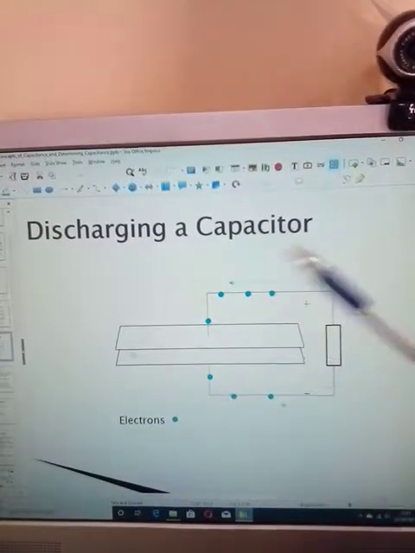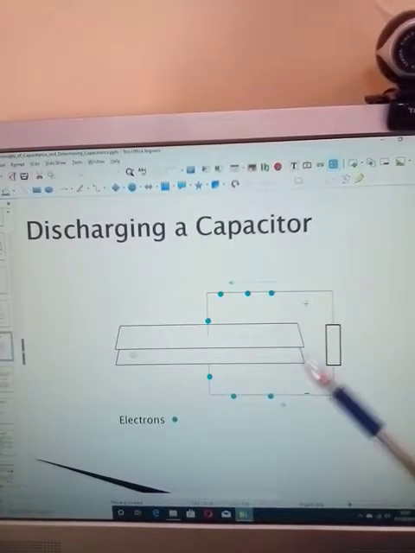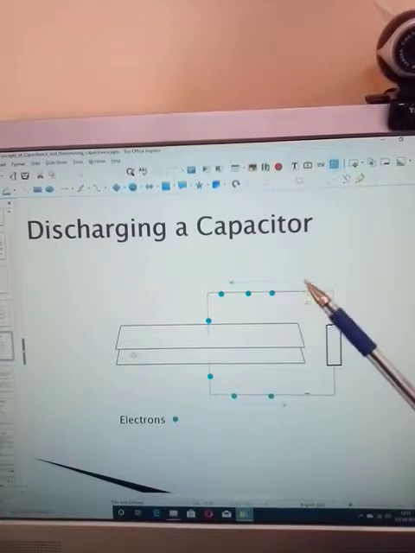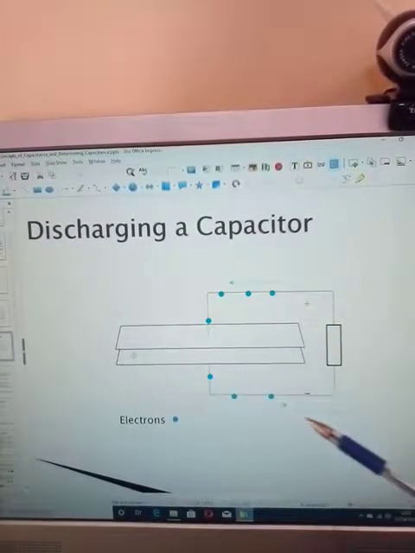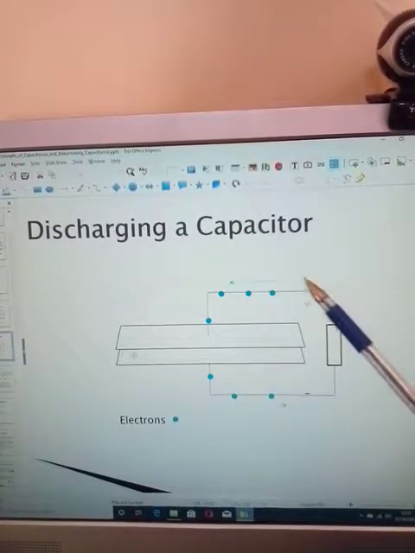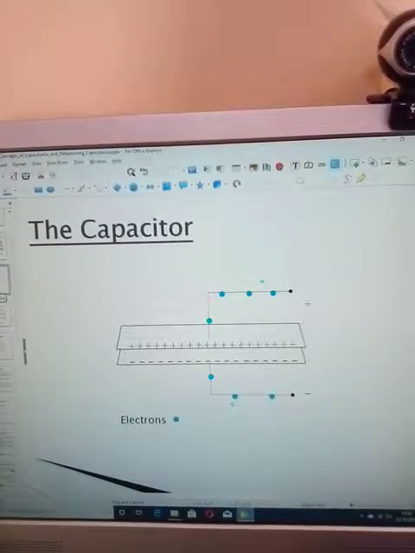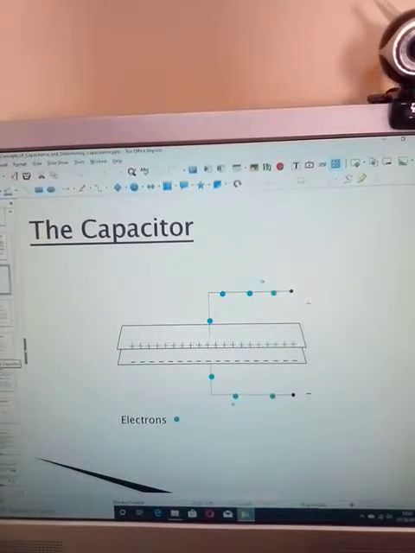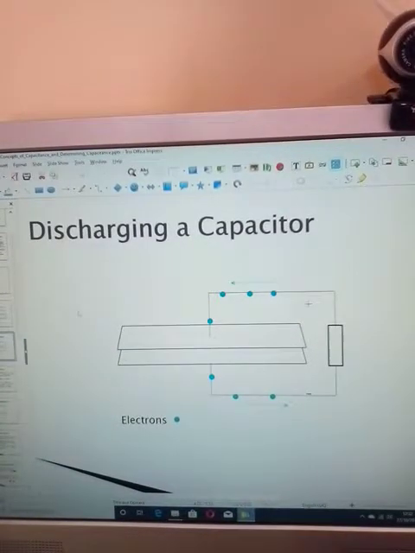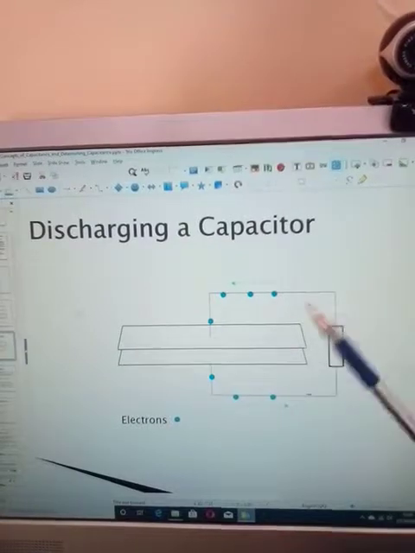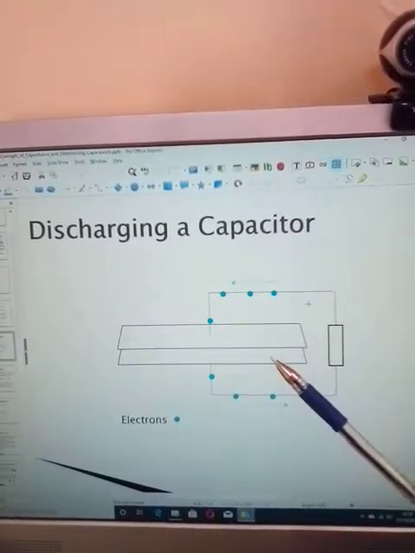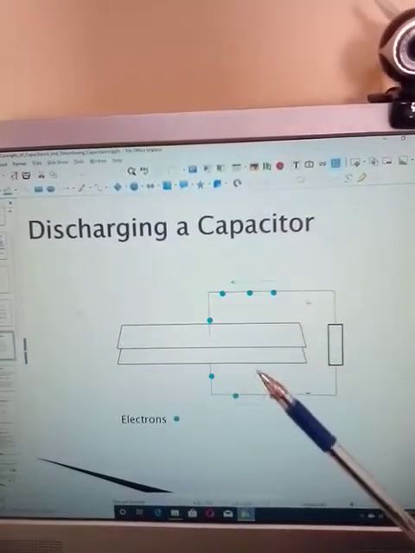Now, discharging a capacitor. You can see now the electrons are flowing the other way. They're flowing anti-clockwise, whereas before they were flowing clockwise. So we're discharging the capacitor.